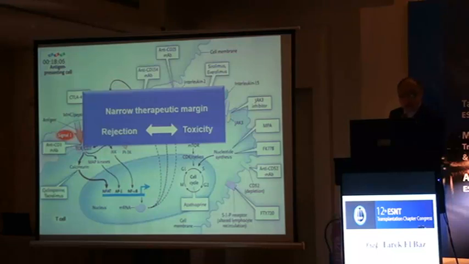One point about the various immunosuppression is problematic because they have such a narrow therapeutic margin. If you give too much, this could lead to toxicity, and if you give too little, it could lead to rejection. So this very narrow therapeutic margin needs to be focused upon, and we have to realize how important it is to keep all the drugs within this therapeutic margin.